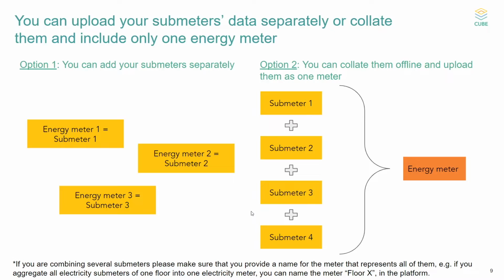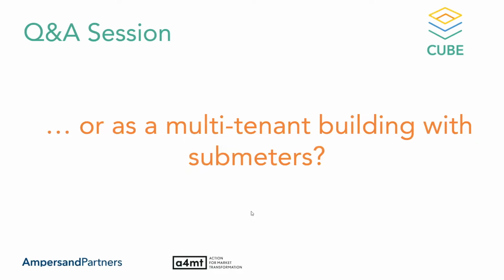If you're combining several submeters, please make sure that you provide a name for the meter in the platform that represents all of them. For example, if you have 3 submeters in one floor, floor 1 for example, and you want to provide the aggregate number only, then you can name the meter floor 1.